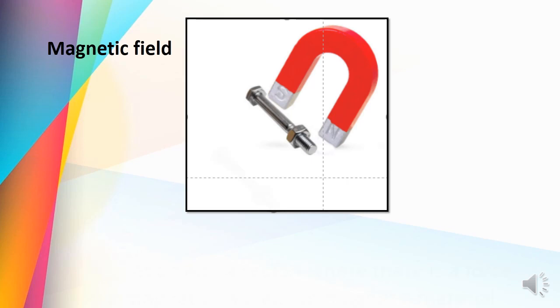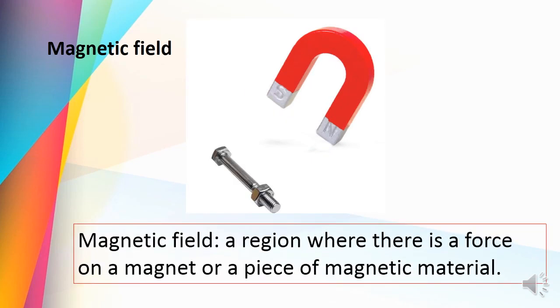A magnet is surrounded by a magnetic field. Any magnetic material placed around it, or in the field, will be attracted by the magnet, as you can see with this screw. It is attracted by the magnet from a distance. Everywhere around the magnet, if you put it, it will be attracted, because the region around it is affected by the magnetic force, and this region around it we call the magnetic field.